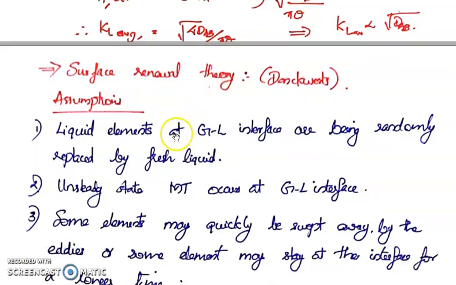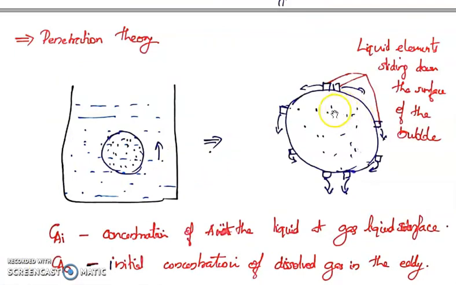The first assumption is the liquid elements at the gas-liquid interface are being randomly replaced by fresh liquid. In penetration theory, we assumed that the liquid packet which is absorbed at the top of the bubble will slide down the surface of the bubble. But it need not be true. The liquid is in constant motion here. A lot of eddies will be formed.